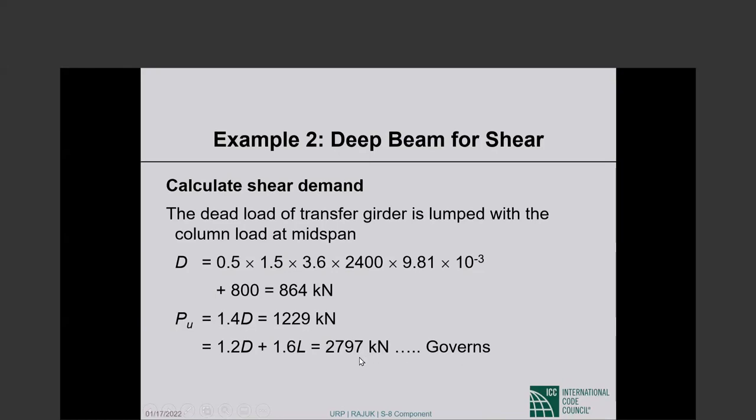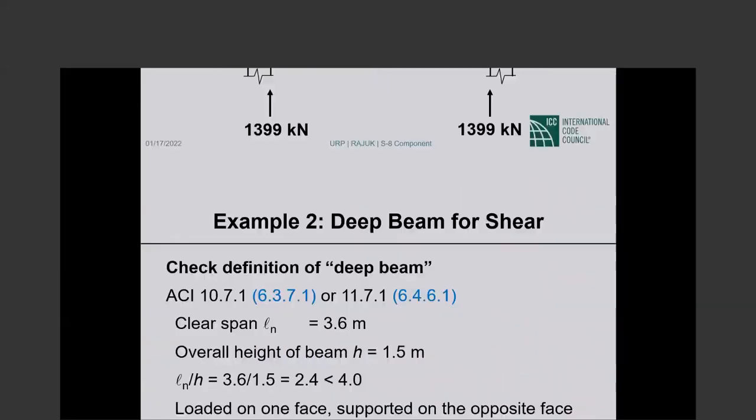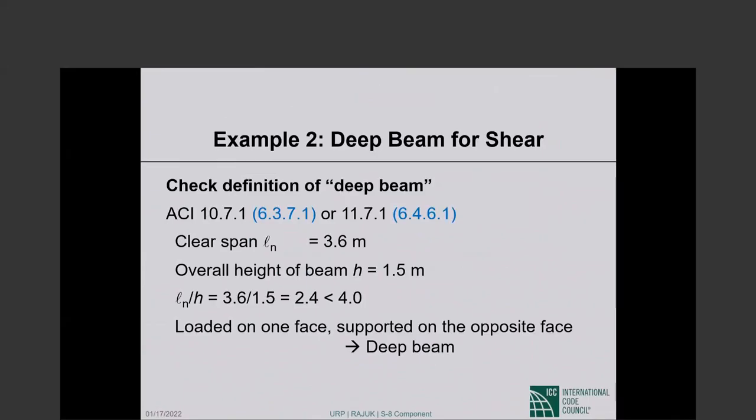So the governing load is 2797 kilonewtons. So we are showing the 2797 at midspan, and that will give us support reactions of 1399. So clear span 3.6 meters, overall height of beam is 1.5 meters. Clear span to total depth ratio is 2.4. That is obviously less than 4.0.